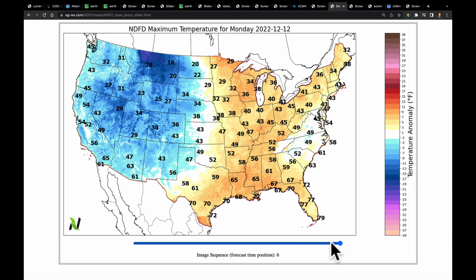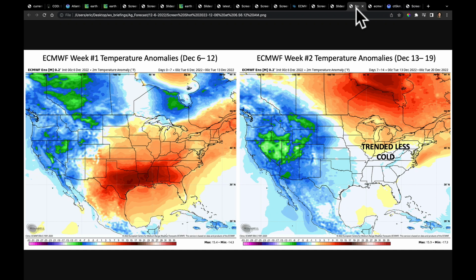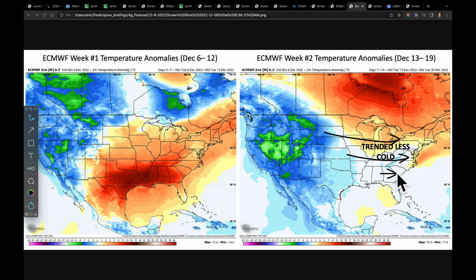Again, that was one of the areas we talked about in the first few videos of this week as something that I kind of struggled diagnosing last week. So this is the current changes. Now, to show you the new week 1 versus week 2 temperature anomalies, the most important trend we saw was that even out there into week 2, December 13th through 19th, the models went a little bit more limited on the delivering of this cold air to the east. So I wrote on here, trended less cold.